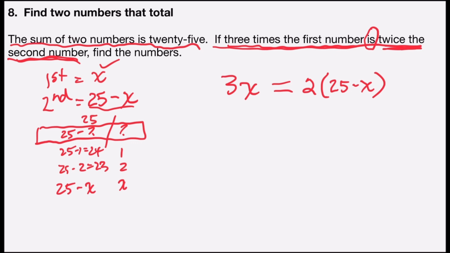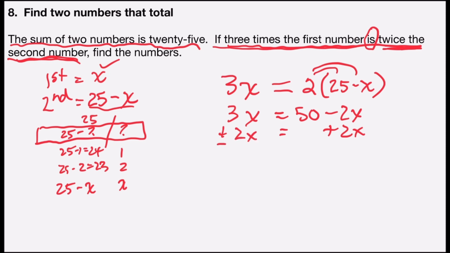And now I can solve. The left side is simplified. The right side has a distributive property. 2 times 25 is 50, and 2 times negative x is negative 2x. Now I'm going to gather my variables on one side and my numbers on the other. So I'm going to add 2x to both sides to keep my variable positive. 3x plus 2x is 5x. Negative 2x plus 2x is 0. 0 plus 50 is 50.